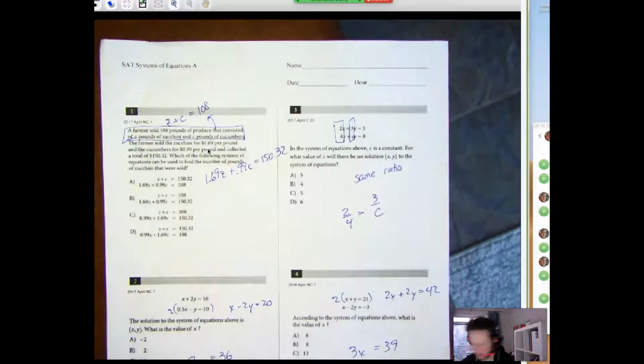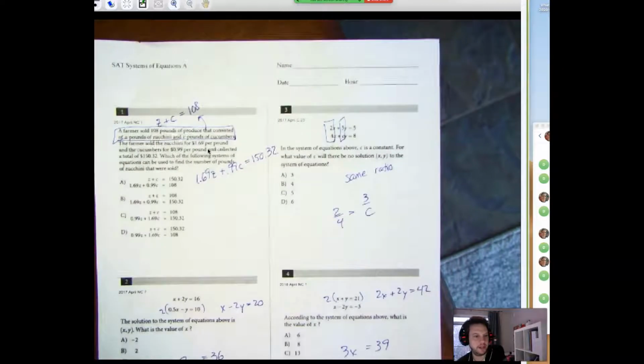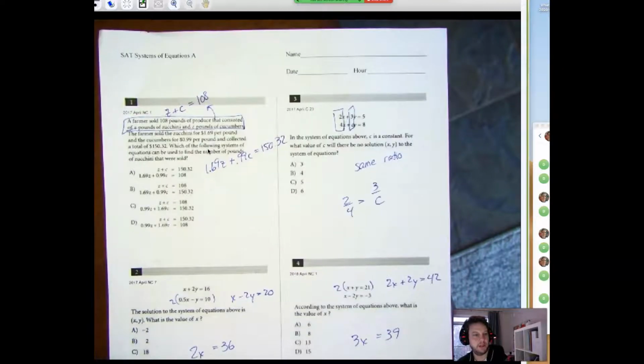All right, so this is SAT Systems of Equations A. Your hints or your walkthrough, your guide, whatever you want to call it.